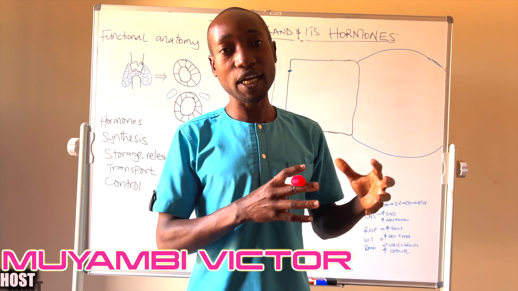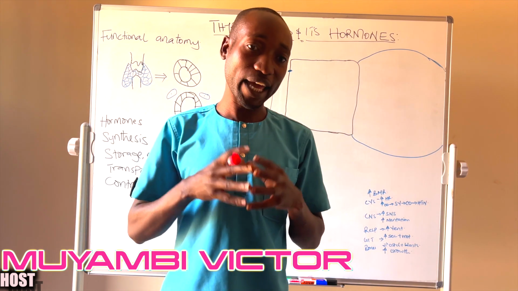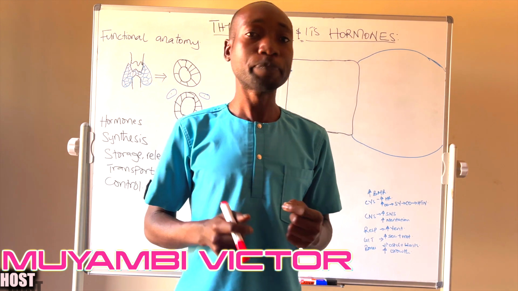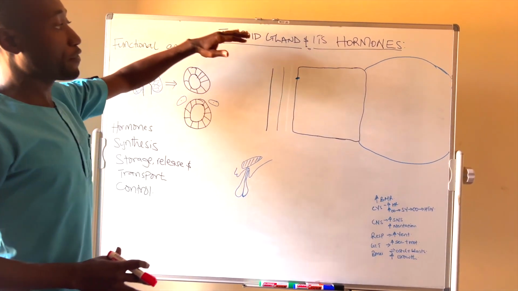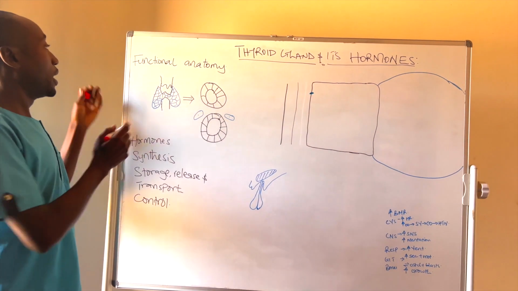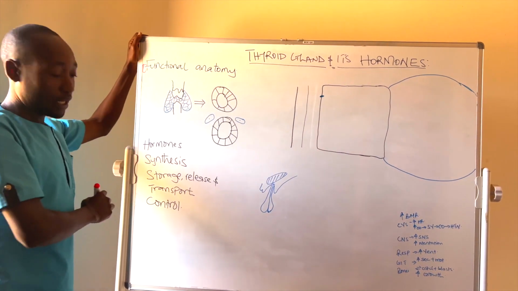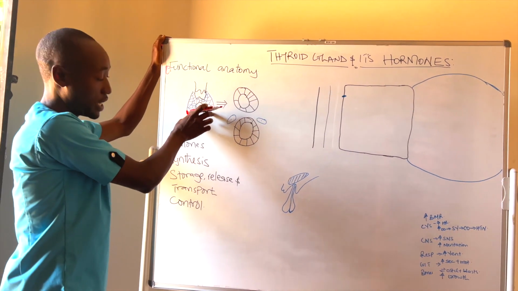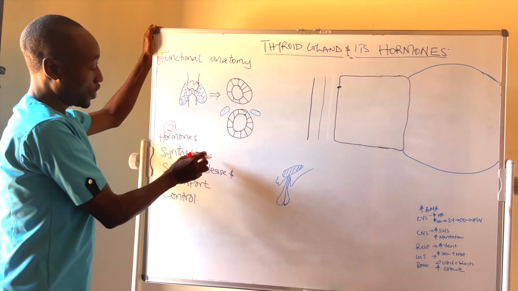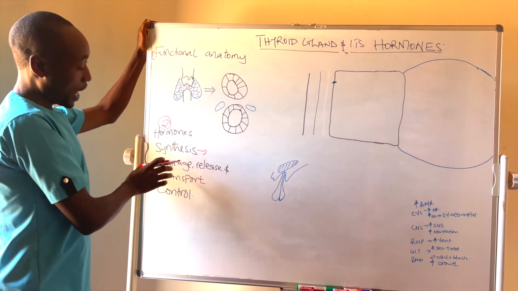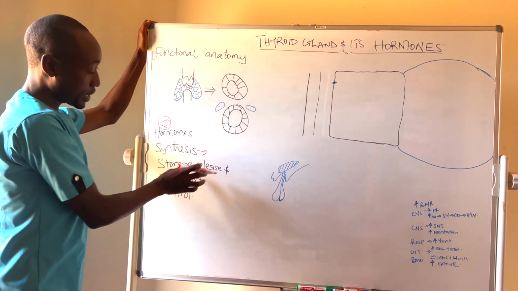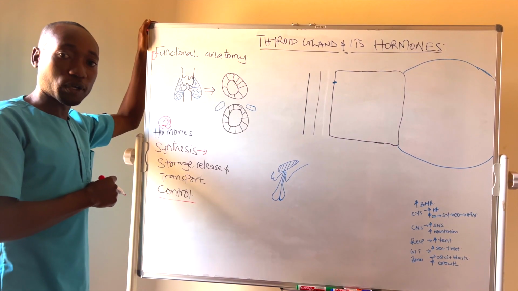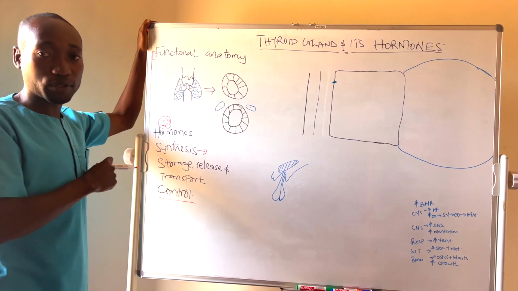How are they transported? How are they stored? And how do they exert their exact effects in the different organs of the body? But specifically, in the first video, we are going to look at functional anatomy. Then we are going to look at the hormones that are produced by the thyroid gland. We are going to look at the synthesis of thyroid hormones. And then we are going to look at the storage, release, and transport of these hormones. And lastly, we shall look at the control of release of the thyroid hormones.